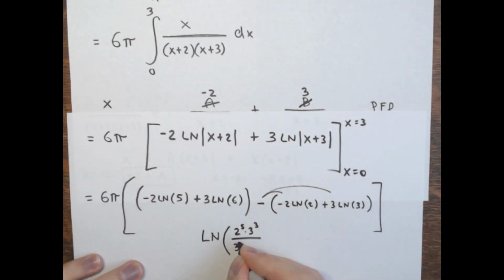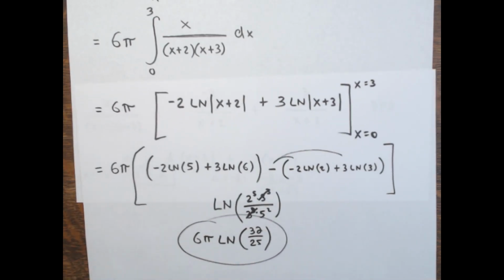So you got 3 cubed, 5 squared, and 3 cubed times 5 squared in the denominator, and the 3 cubes cancel. And I'm left with 32 to the fifth and 25 in the denominator. Natural log of 32 25ths. And then times 6 pi, don't forget. There's your volume. 6 pi times the natural log of 32 25ths.